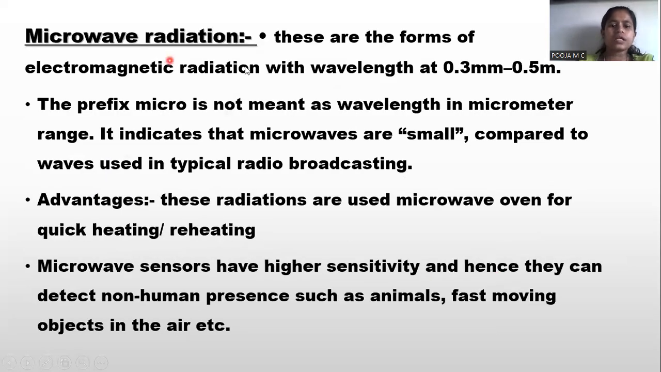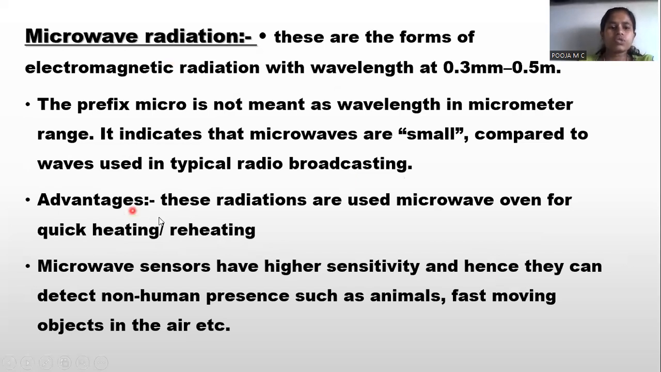Next, microwave radiation. These are forms of electromagnetic radiation with wavelengths of 0.3 millimeter to 0.5 meter. The prefix micro is not meant as a wavelength in the micrometer range. It indicates that microwaves are small compared to waves used in typical radio broadcasting.